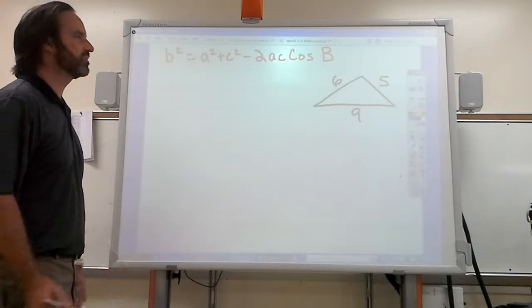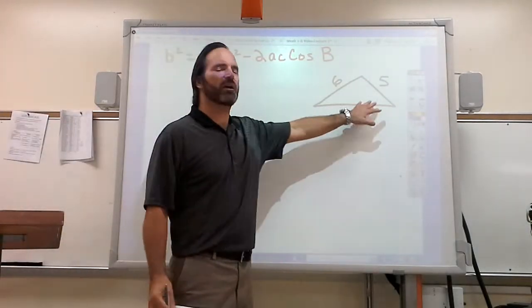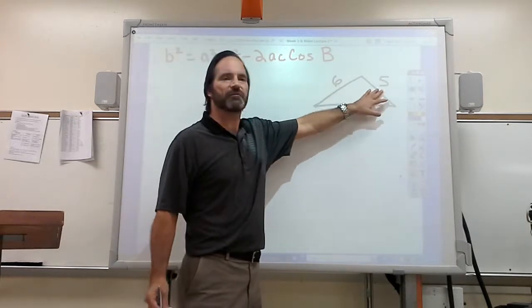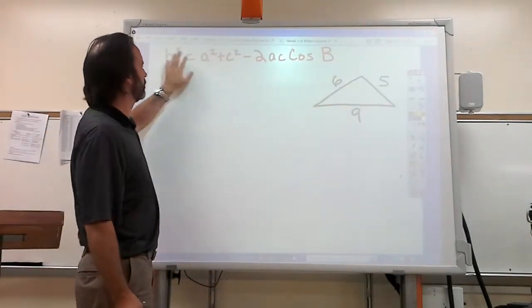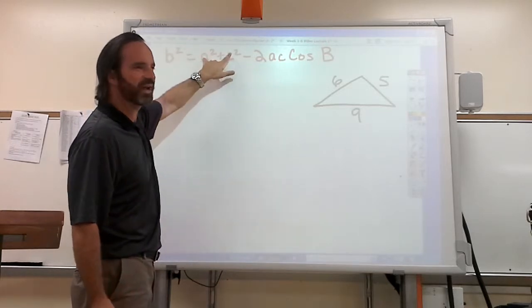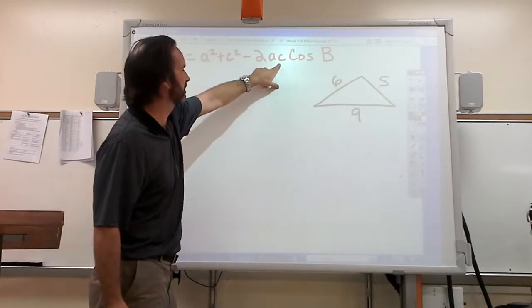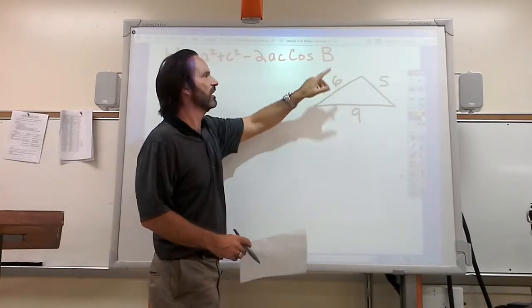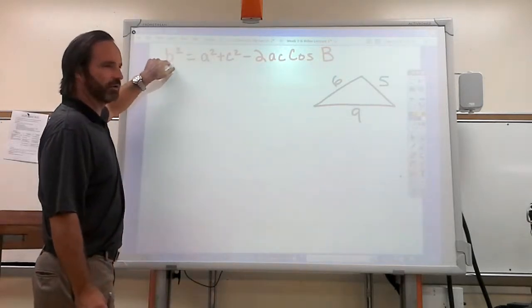Same triangle. Let's solve for the angle opposite 5. So where's 5 going to go? Notice this is the same formula, but if you put b over here, then what are the other two sides? A and c. So b squared equals a squared plus c squared minus 2ac cosine b. Notice this angle is paired up with the side on the left of the equal sign.